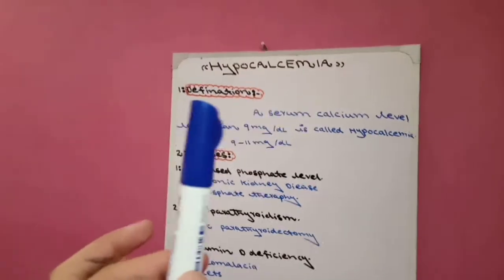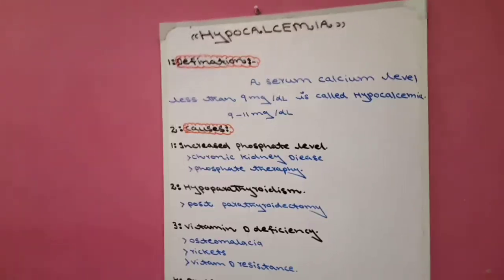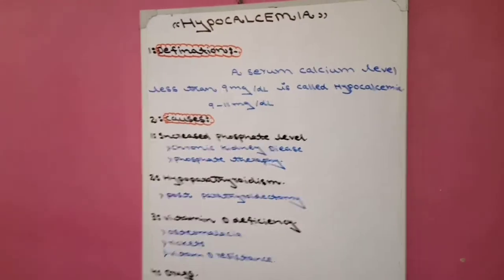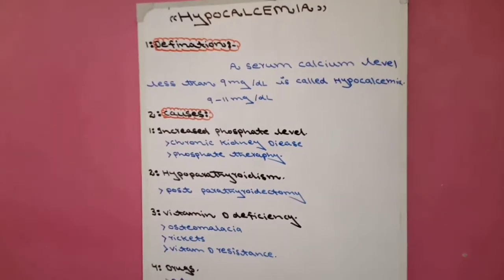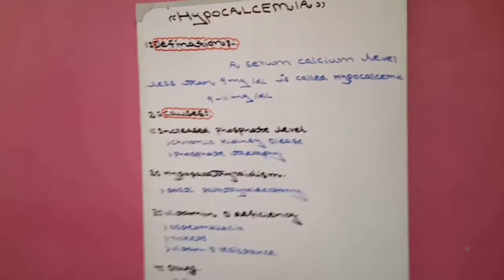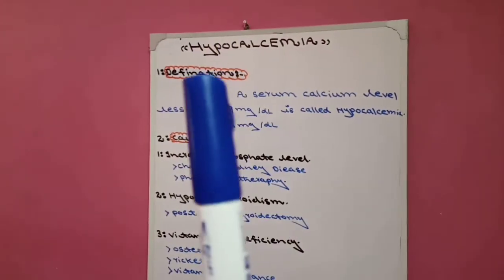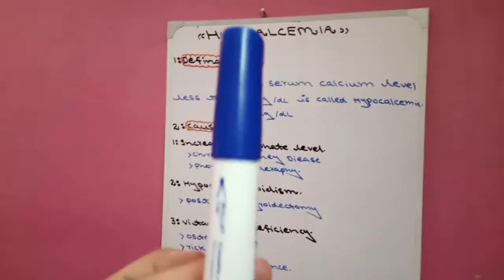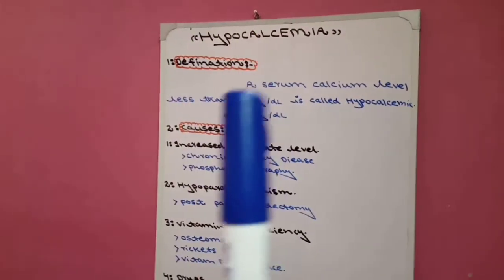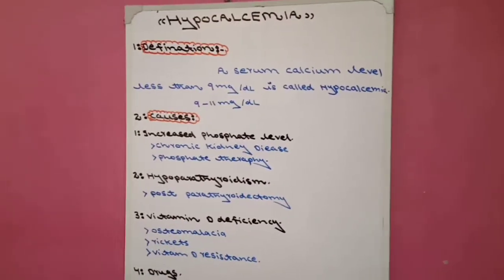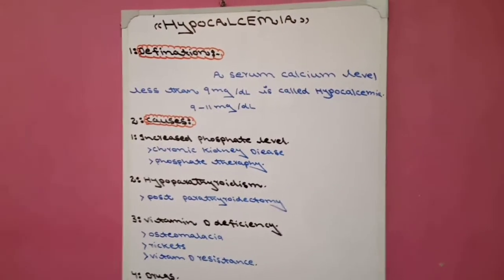Now today our topic is hypocalcemia. We will study hypocalcemia definition, causes, clinical features, investigation and management. First we start from definition. Before definition, if we concentrate on the word hypocalcemia, hypo means less, calci means calcium, emia means blood. Hypocalcemia means less calcium in our blood.